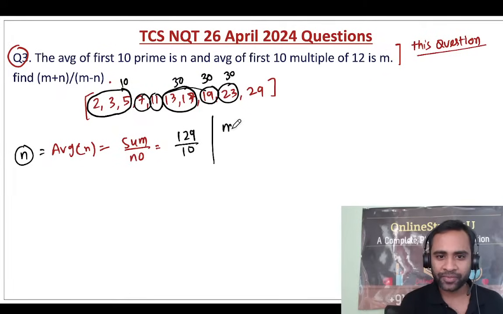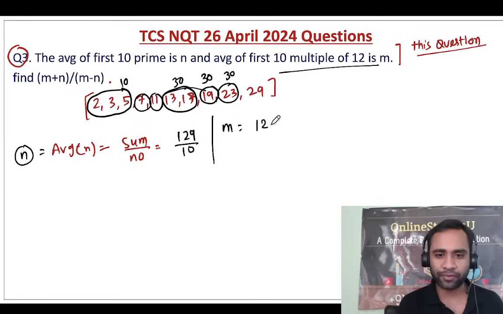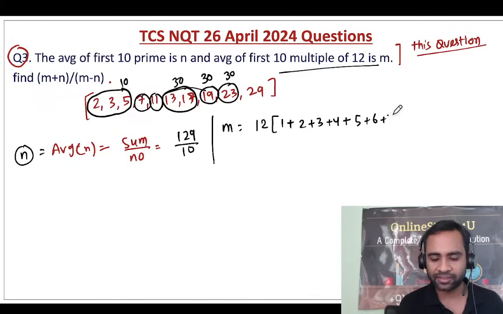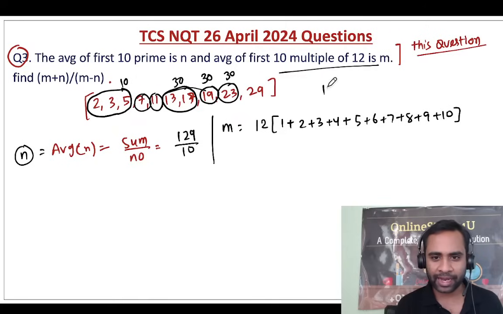What about m? First 10 multiples of 12 means 12 into (1 plus 2 plus 3 plus 4 plus 5 plus 6 plus 7 plus 8 plus 9 plus 10). Now we know the sum of 1 to n is n into (n plus 1) divided by 2. So 10 into 11 by 2 will be 55.